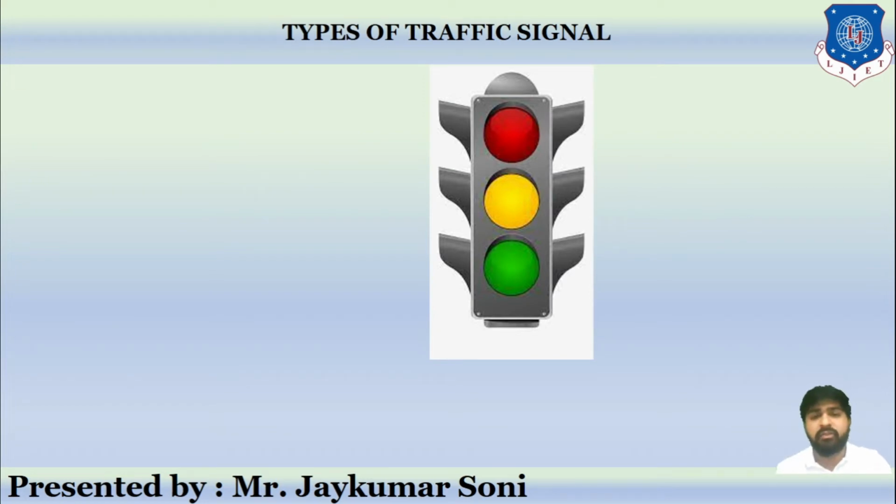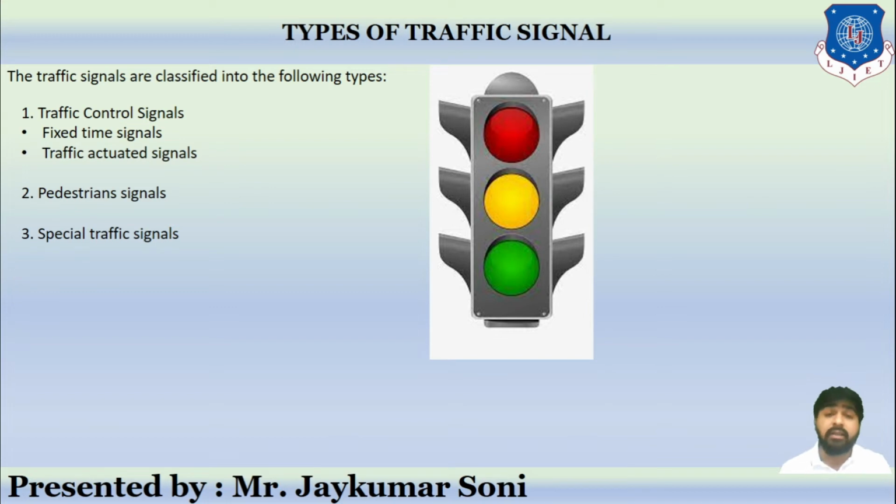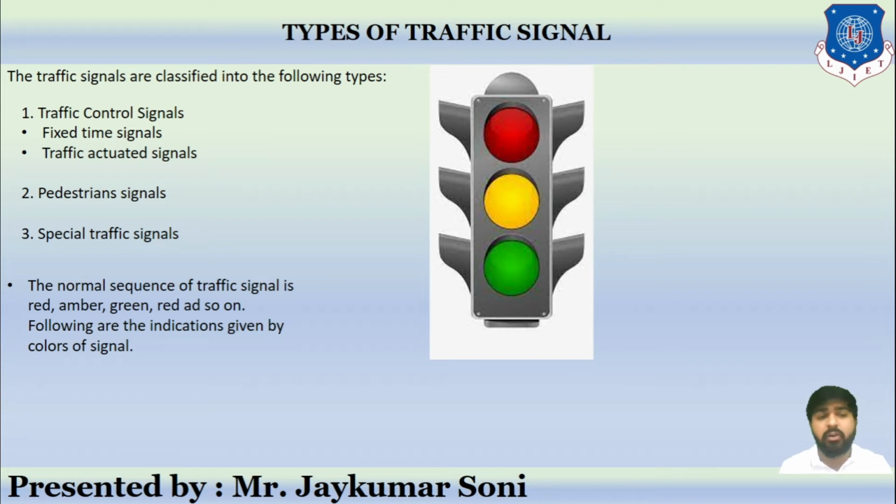See, this is the basic replica of the traffic signal. We all know that traffic signals are classified into the following types. They can be traffic control signals. Sometimes the signals are only provided to increase the efficiency of pedestrian movement, so that is also called a pedestrian signal, and sometimes they are called special traffic signals. The traffic control signals are classified into two basic types, that is fixed traffic signals and traffic actuated signals or actuated signals.